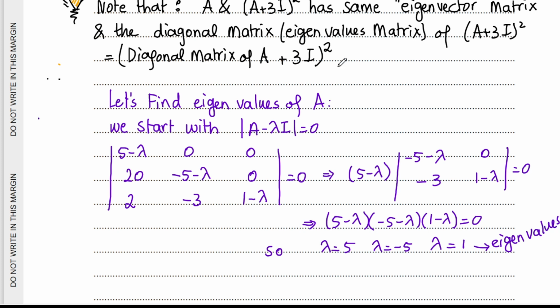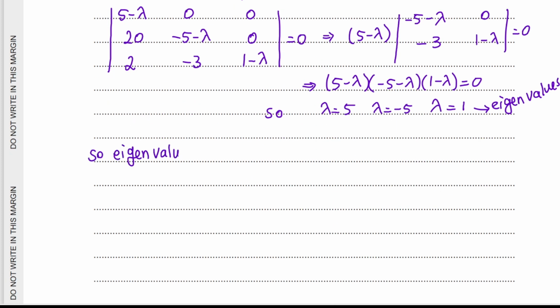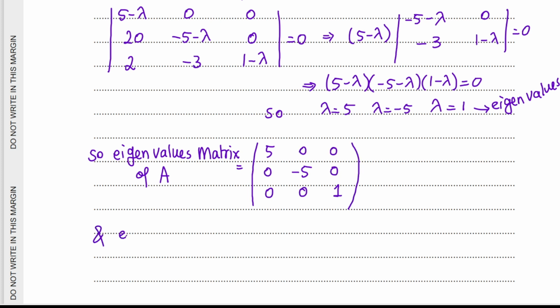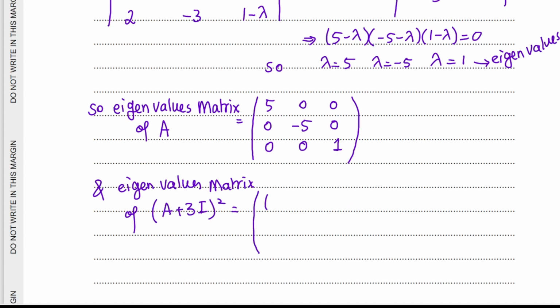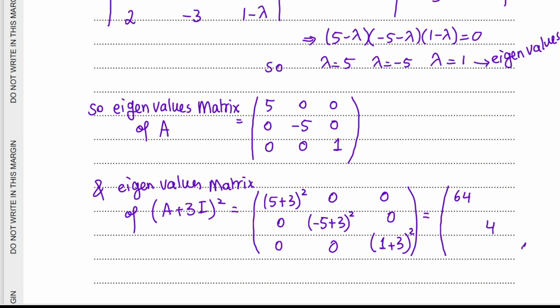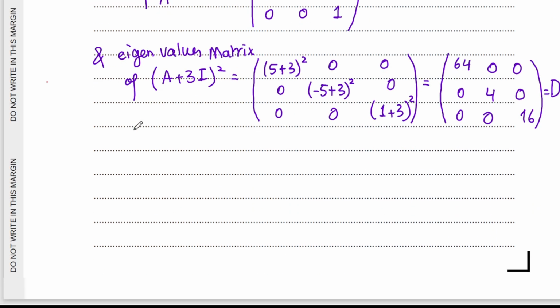These are the eigenvalues. So the eigenvalue matrix of A equals, we put the eigenvalues at the diagonal and we distribute zeros everywhere else. So the eigenvalue matrix of (A + 3I)² equals 5 + 3 squared. Here we shifted by 3 and then we squared, (−5 + 3) squared, (1 + 3) squared, and 0 in the other entries. This is equal to 64, 4, 16, and the other entries are 0. And this is our diagonal matrix.